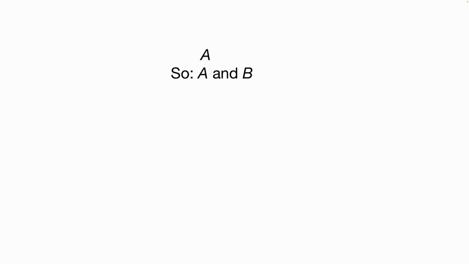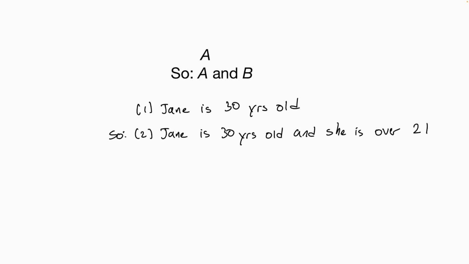By contrast, consider the form of reasoning A, so A and B. This is not a valid form of reasoning, since not every inference that fits this form is valid. Some inferences that fit this form are valid. For instance, consider the inference "Jane is 30 years old, so Jane is 30 years old and she is over 21." That's valid.